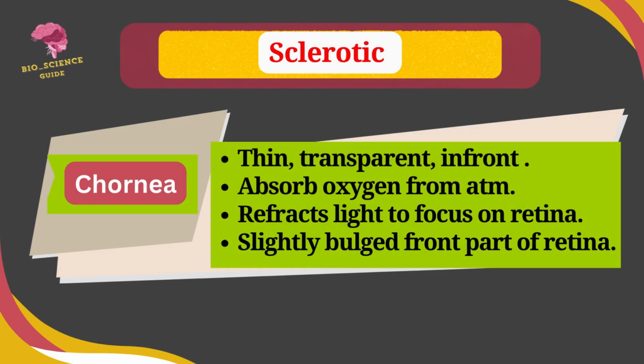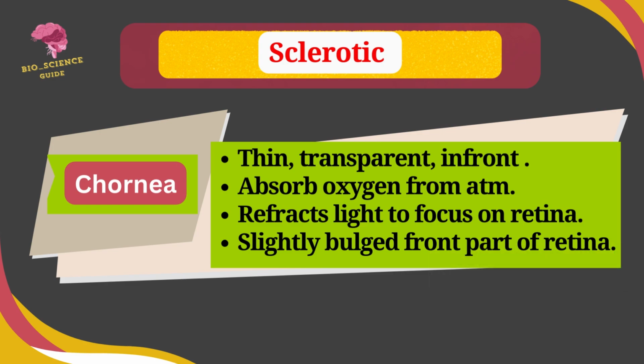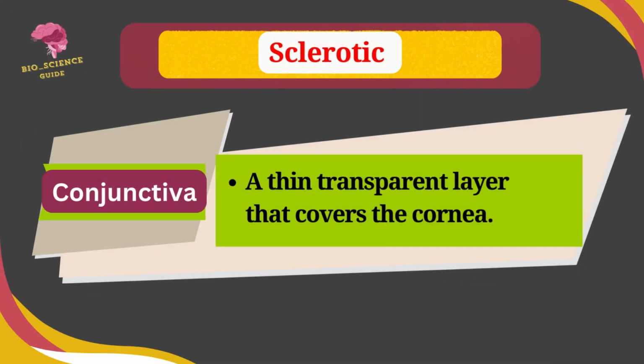Cornea is a thin transparent layer in front of the eye, and it absorbs oxygen from the atmosphere and refracts light to focus on the retina. The cornea region is the slightly bulged front part of the eye. Conjunctiva is a thin transparent layer that covers the cornea.